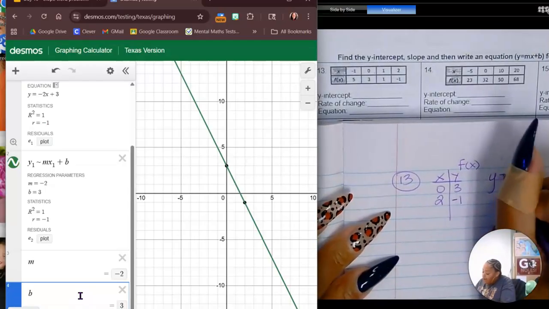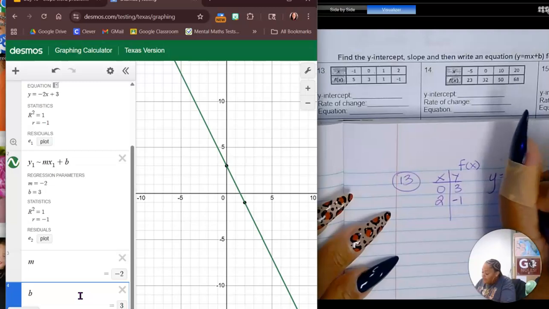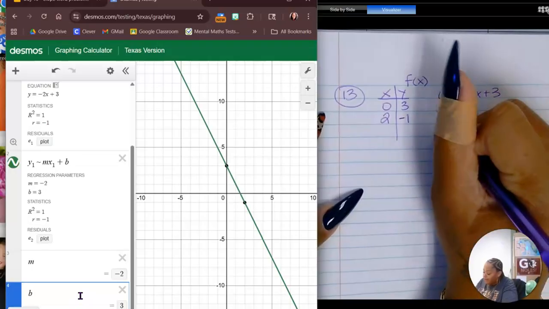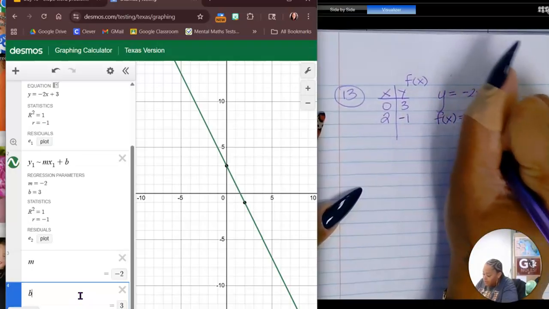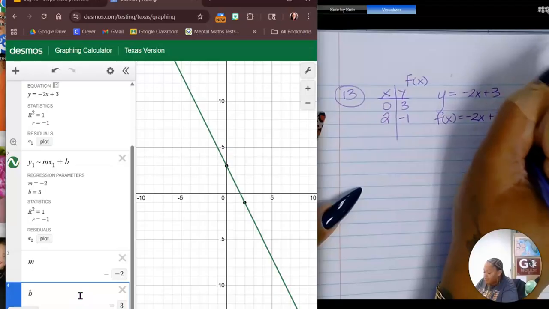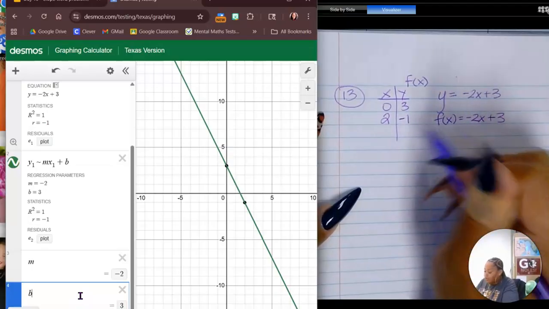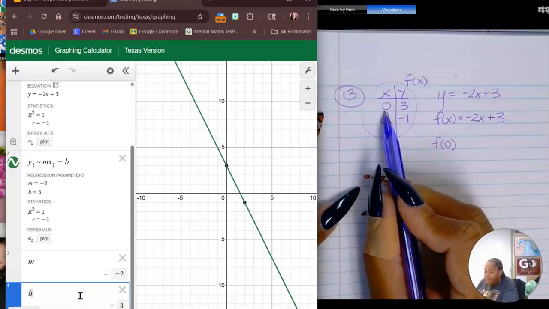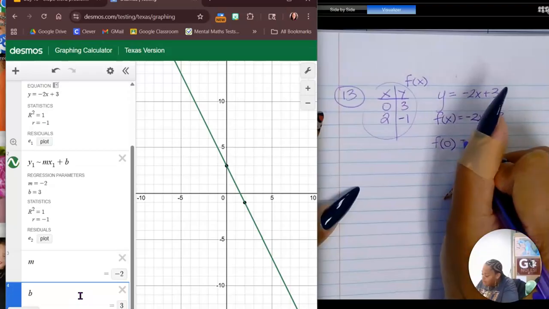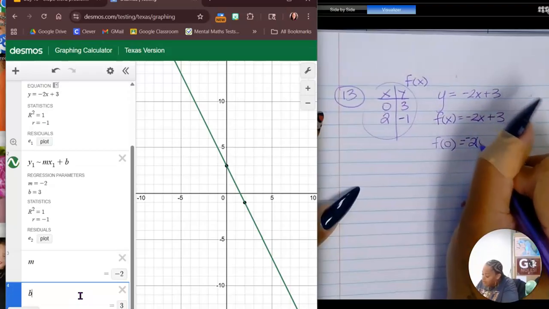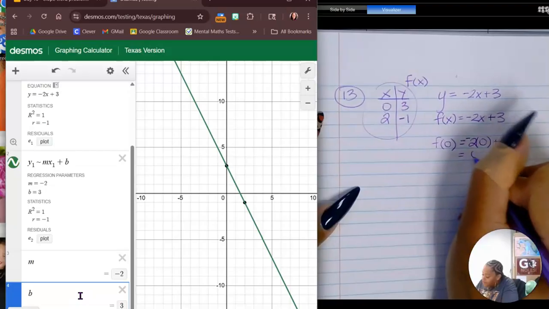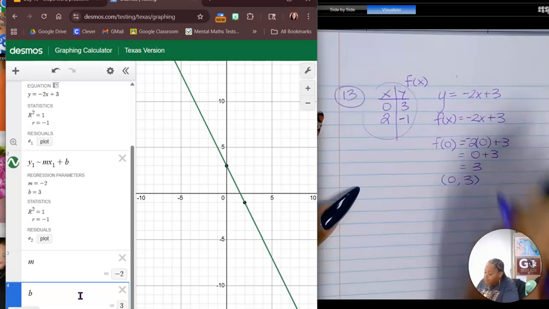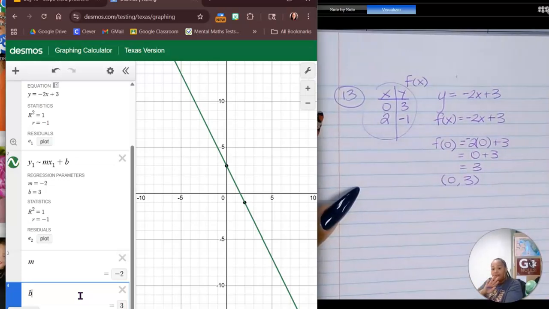So I have my equation written here. And it's y equals -2x plus 3. I can also write that as f of x equals -2x plus 3. It's the same thing. So what this table tells me is if I plug in f of 0, then I'm going to get 3 as my answer because -2 times 0 plus 3 is just 0 plus 3, which equals 3. So there's my ordered pair, 0, 3. So that's how it all ties together.